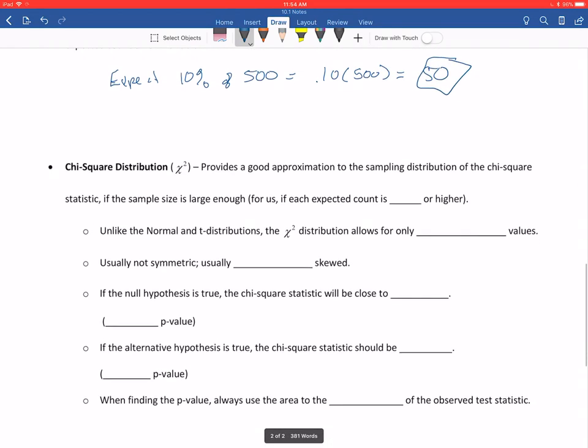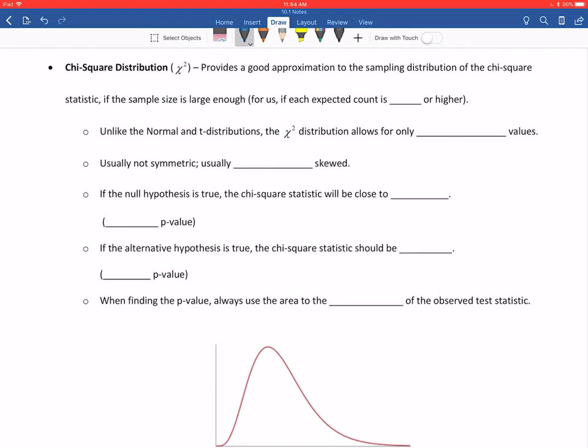Okay, a few more things to get us set up this chapter is we have what we call the chi-squared distribution. That's a good approximation for the sampling distribution of the chi-squared statistic if the sample size is large enough. So we do have some conditions we're going to have to check, and large sample size is always one of them. For large sample size in this scenario, we have to make sure each expected count is 5 or higher. So this is a different check.